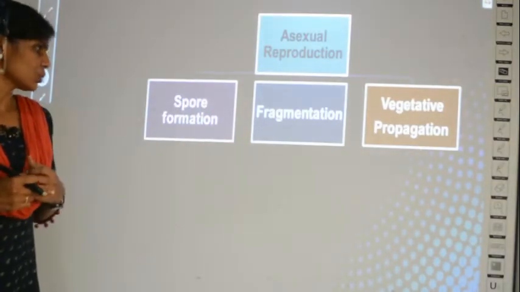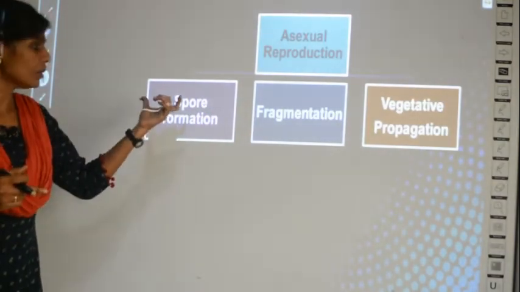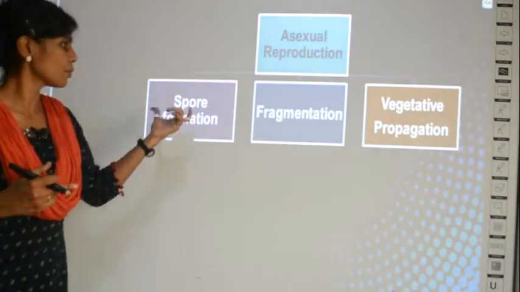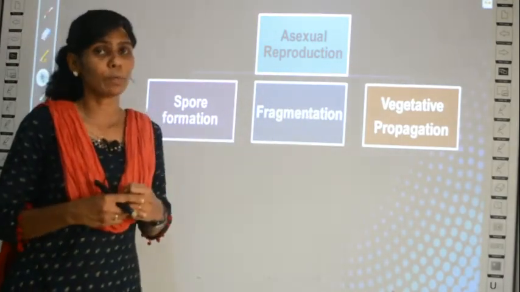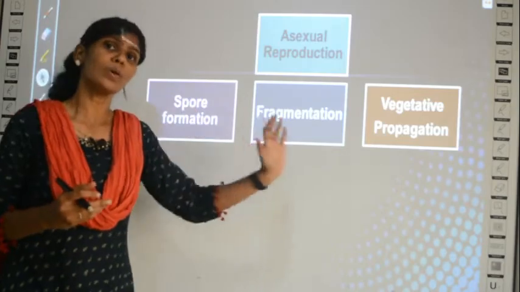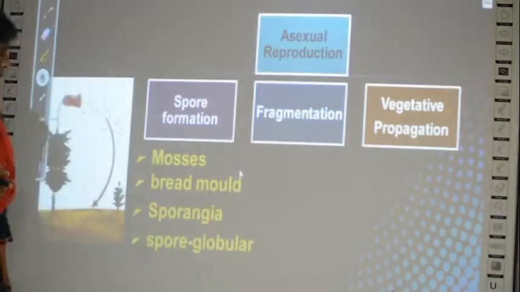And this asexual reproduction, as I already told you, there are three methods, no? Spore formation, fragmentation and vegetative propagation. Now we will revise these three types of asexual reproduction.